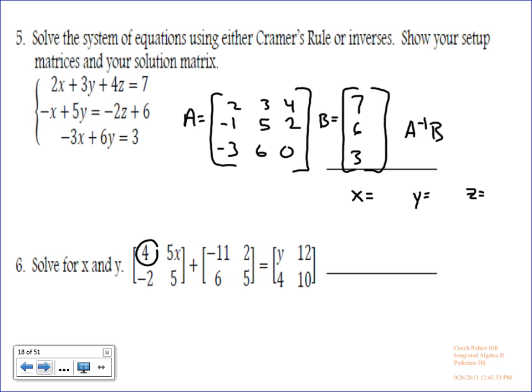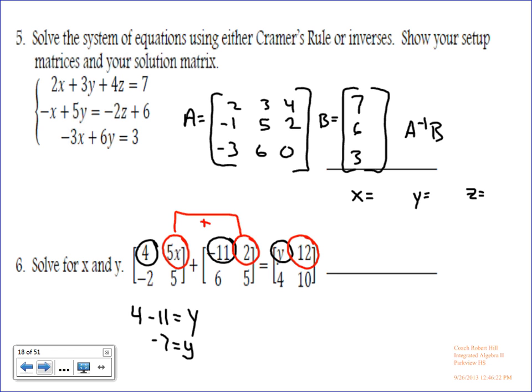Remember, in addition, you add the same spots. You add the same spots. So 4 minus 11 equals y. If 4 minus 11 equals y, that's negative 7. Y is negative 7. When you add matrices, you add the same spots. So this spot plus this spot equals that spot. So it's 5x plus 2 equals 12. 5x equals 10. X is 2.